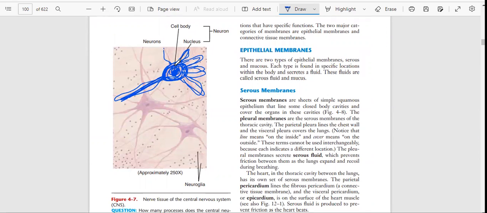Whatever information it receives from another cell, it will transfer through this axon to the other cell. It will only transfer. I told you that the myelin sheath is here only. If they have a myelin sheath, the information will pass very rapidly. If they don't have a myelin sheath, the information will pass very slowly.